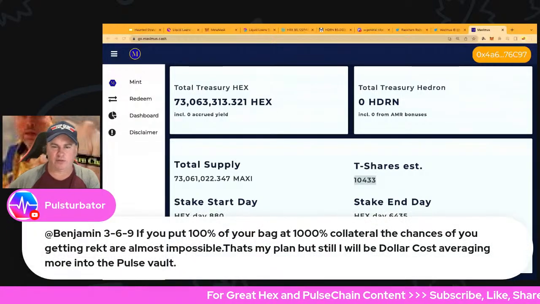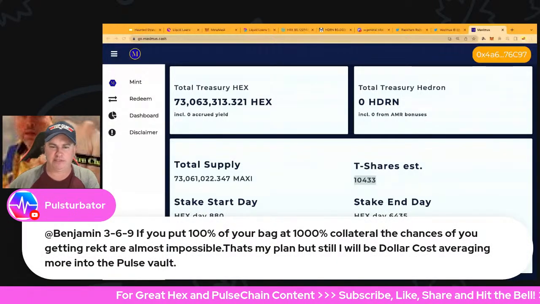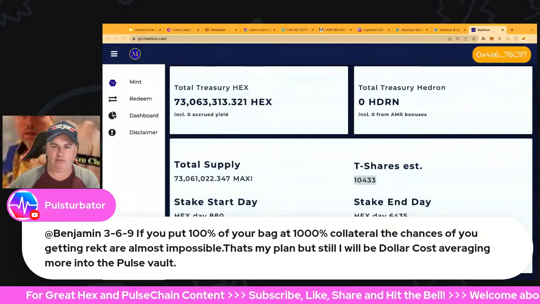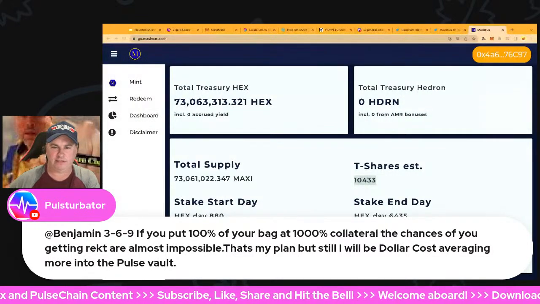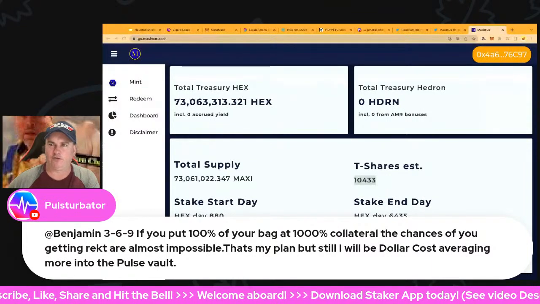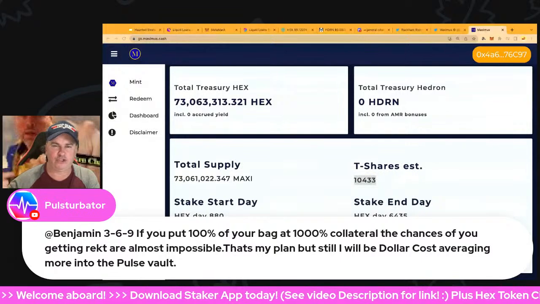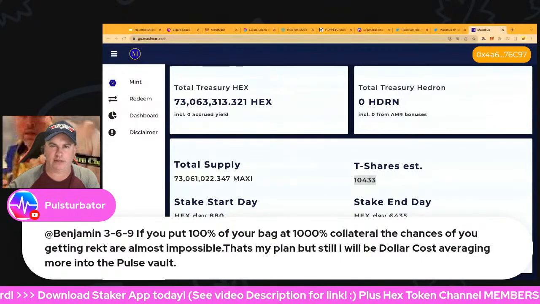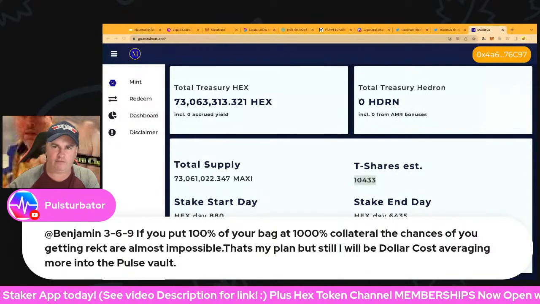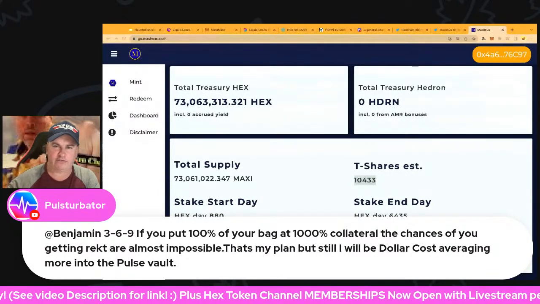Pulse Value says if you put 100% of your bag at 1,000% collateral, the chances of you getting wrecked are almost impossible. That's my plan, but still, I will dollar cost average more into the Pulse vault. The other thing, of course, is you've got to be careful when the contract goes live. You're assuming that it's going to operate properly, that the audits have been good, which they've still got to get.